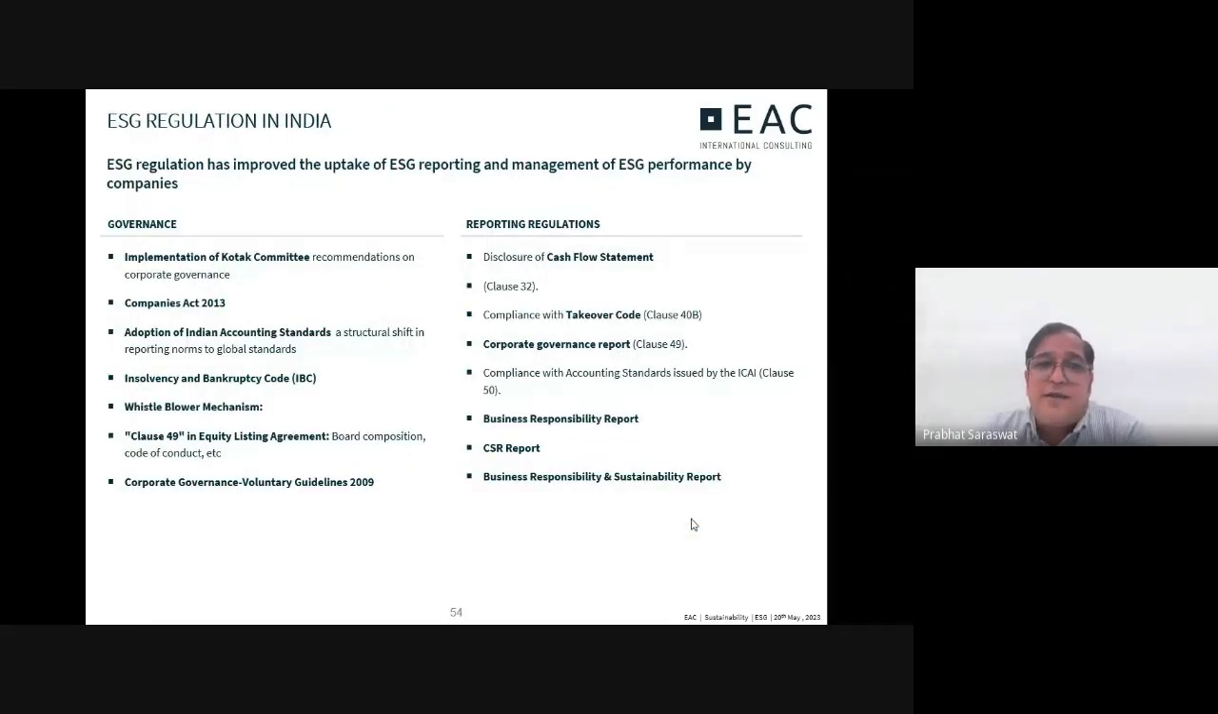So what are the ESG regulations in India now? Not directly related, but these are some regulations pushing companies to become sustainable. In governance, we have the implementation of audit committees, the Companies Act, the Insolvency and Bankruptcy Code, and we have adopted the Indian Accounting Standards. We have Clause 49 in the equity listing agreement, corporate governance voluntary guidelines, and reporting regulations like disclosure of cash flow statement, Clause 32, and compliance with the takeover code and corporate governance report. These are some regulations we already have in India for companies.